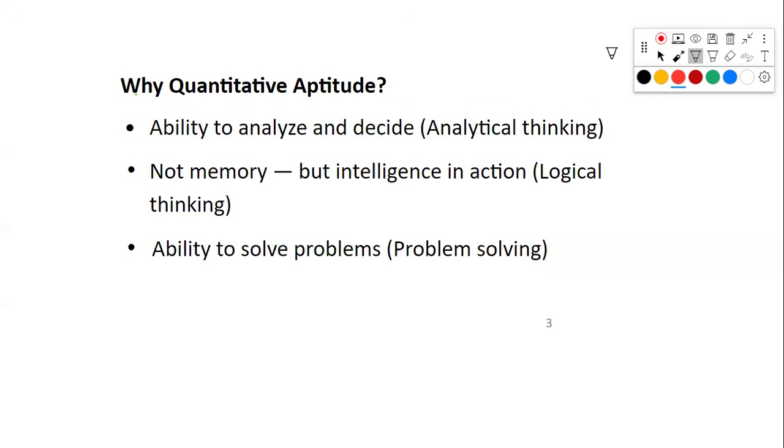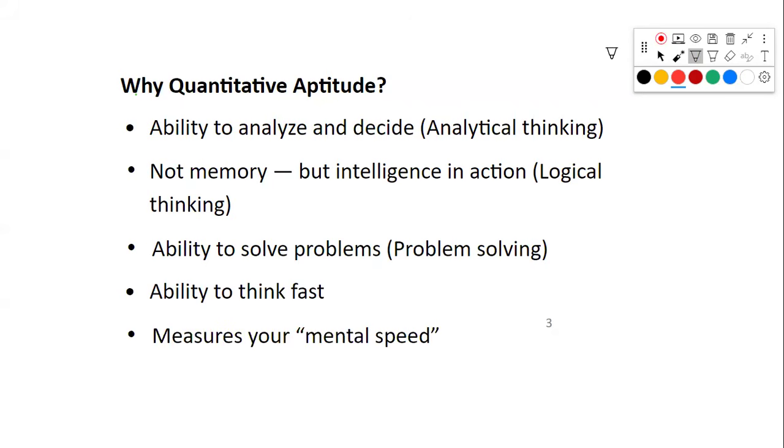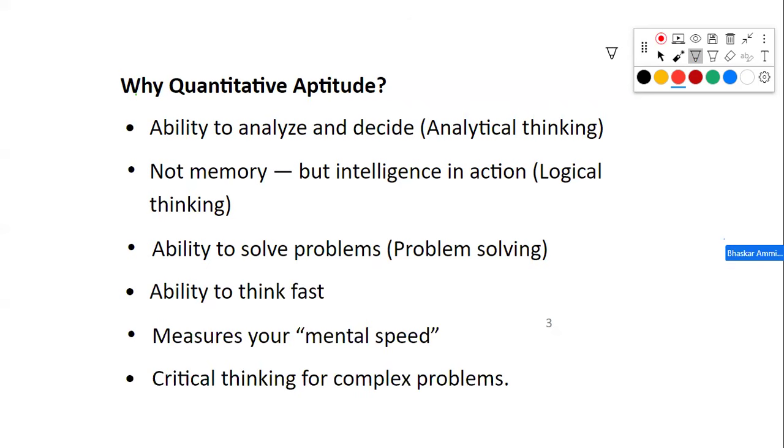So be it personal, be it professional, problems are everywhere and you keep solving them. In official life also, you start encountering problems and you keep solving them. So that is what they want to check. Do you have that problem solving skill in you, the ability to think fast? It measures your mental speed, how quickly you are able to decide: step one, step two, step three, and this is how you are deciding. And critical thinking for complex problems also.